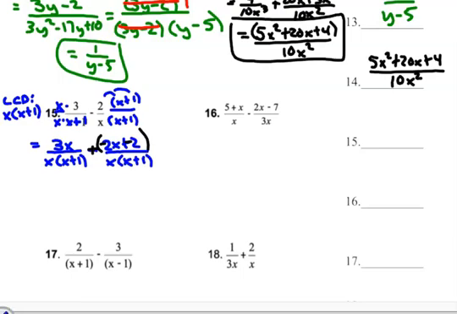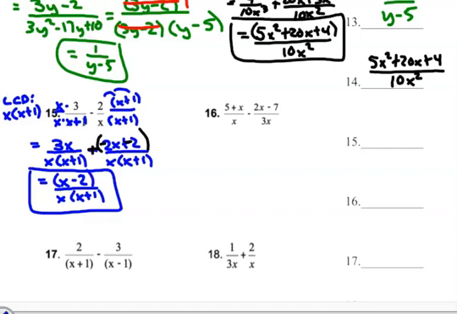Then I'm ready to start simplifying. 3x minus 2x is x, and then I have a negative 2. On the bottom, I have x times x plus 1. Okay, that's my final answer. If it helps you, put the x minus 2 in parentheses to help you remember. There's nothing that I can cancel with the x minus 2, like the x or the x plus 1 on the bottom, because x minus 2 is not the exact same thing as anything in the denominator.